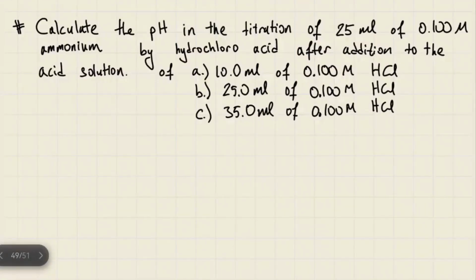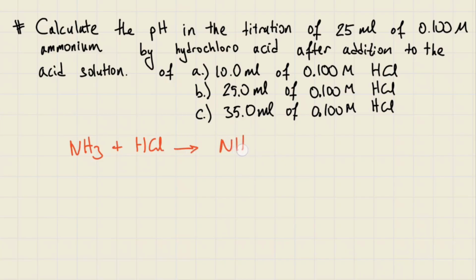So calculate the pH in the titration of 25 milliliter of 0.1 molar ammonia by hydrochloric acid after addition to the solution of 10 milliliter of 0.1 molar HCl. It is very similar. We have an NH3 solution and it will react with the HCl. So we will create NH4 plus ions plus Cl minus.